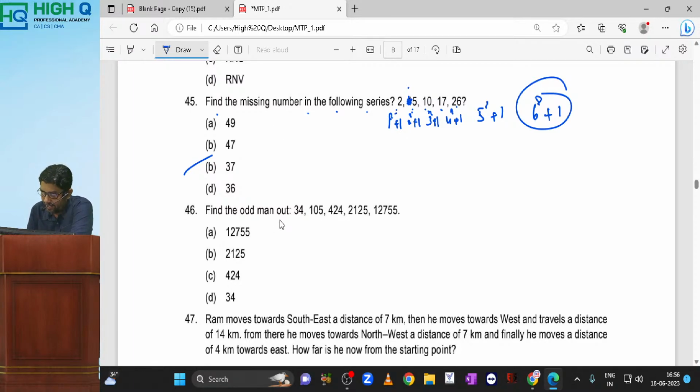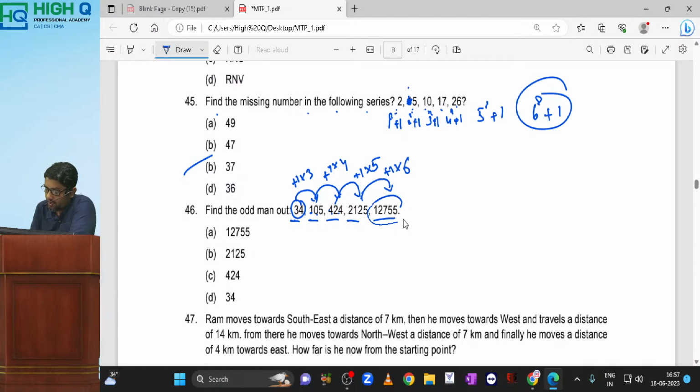Next step. Find the odd man out. 34, 105, 424, 2125, 17275. Now look at this. 34 and 105. What is 34 plus 1? 35. 35 times 3 is 105. Am I right, my dear? What is 105 plus 1? 106 times 4 is 424. What is 424 plus 1? 425 times 5, plus 1 times 6. Not coming. So 17275 is the actual answer.